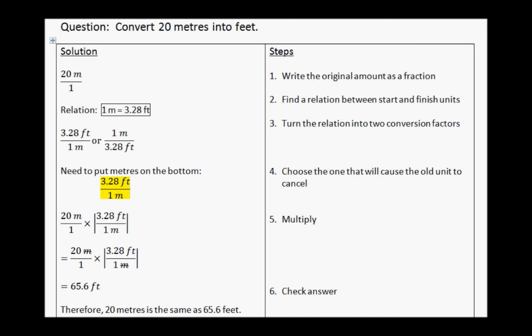Now, step 6 is to check your answer somehow. So in your head, try and think to yourself about whether this answer makes any sense. Is 20 meters about the same distance as 65 feet? If you have some intuitive idea of how much those distances are, then think in your head about whether they might be the same. Is there any other way you can check this as well?